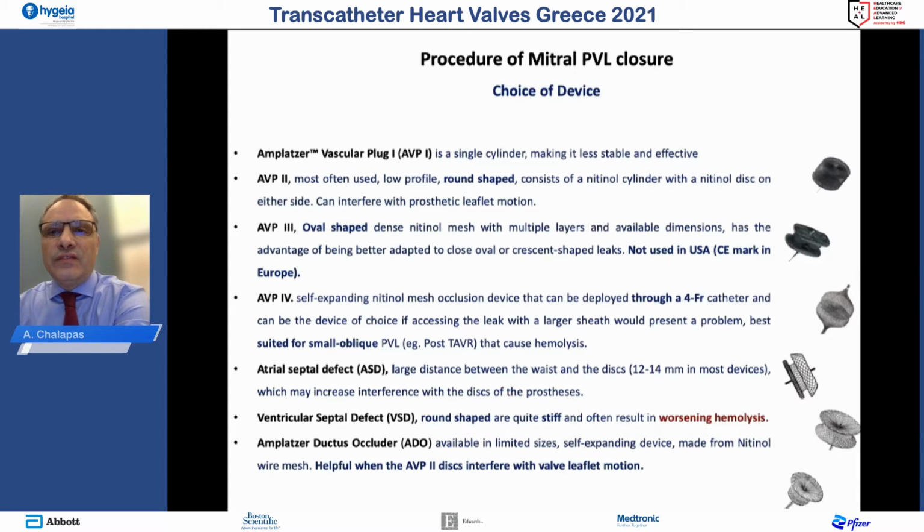There are several devices being used to treat PVLs. Most of them are vascular plug devices made of nitinol, most of them round in shape, with the exception of the AVP3, which is oval in shape, not used in the USA, having only CE mark approval for the treatment of PVLs in Europe. In the USA, they most often use the AVP2 and the Amplatzer occluder. Just to mention that the VSD devices are very stiff and often worsen the hemolysis.